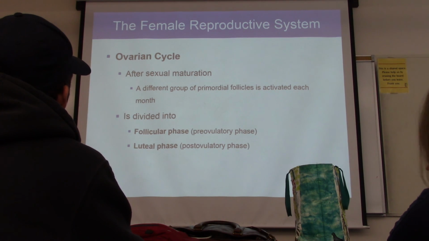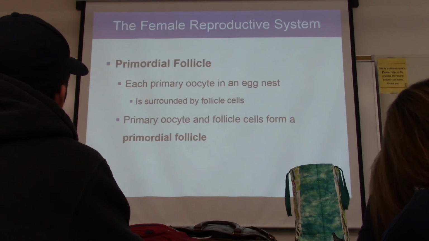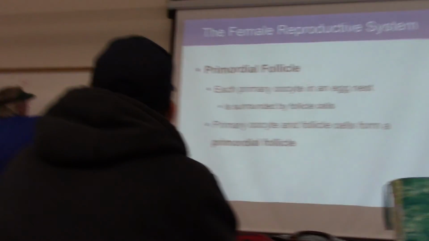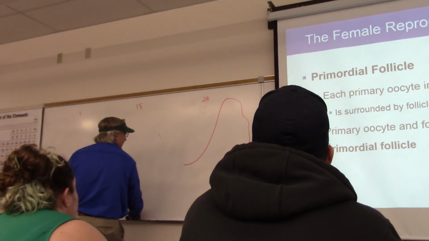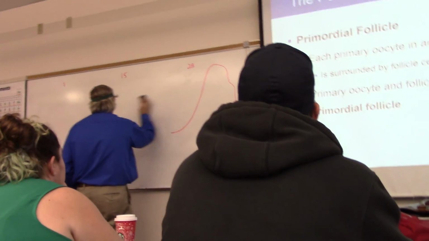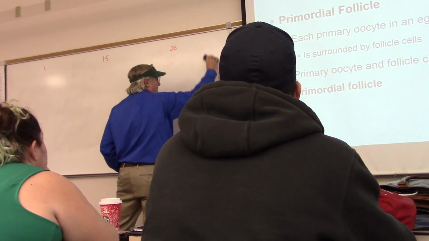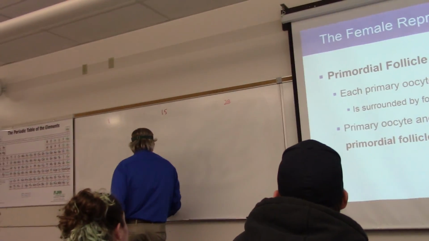So each month, a bunch of these guys get activated. They think they're going to be the selected one, the chosen one, but it doesn't happen but to one of them each time. The ovarian cycle is divided into two parts, and basically, if we so dare to put numbers of the month up here, 1, 15, and 28, which is a 28-day cycle. And that's an average number. Some people have cycles that are 27, some have them that are 30, and so forth.